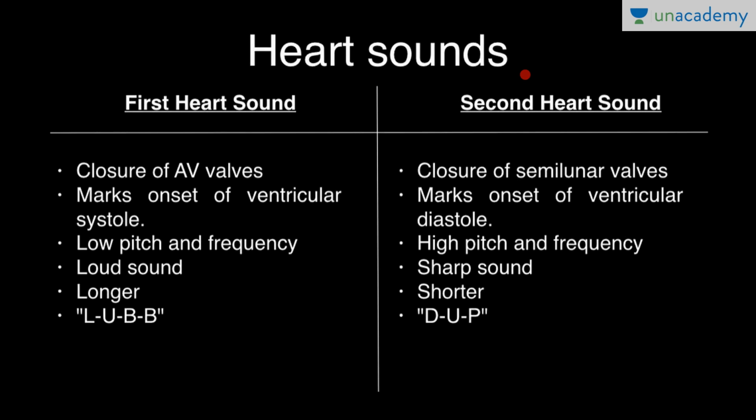Heart sounds. We have two heart sounds, first and second. This is a comparison between the two. The first heart sound is produced because of closure of AV valves, that is atrioventricular valves, and the second heart sound is produced by closure of semilunar valves. The first heart sound marks the onset of ventricular systole. First, the atria contract, rapid filling of blood occurs, and then the AV valves close, after which there is ventricular contraction. So the first heart sound marks the onset of ventricular systole.